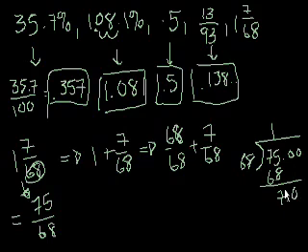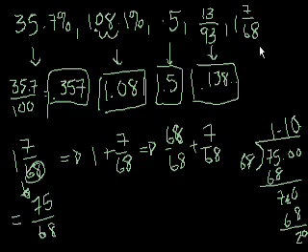Bring down the 0. Actually, you don't have to write the decimal there. 68 goes into, ignore that decimal, 68 goes into 70 one time. 1 times 68 is 68. 70 minus 68 is 2. Bring down another 0. 68 goes into 20 0 times. And the problem's going to keep going on. But I think we've already, once again, gotten to enough accuracy that we can compare.